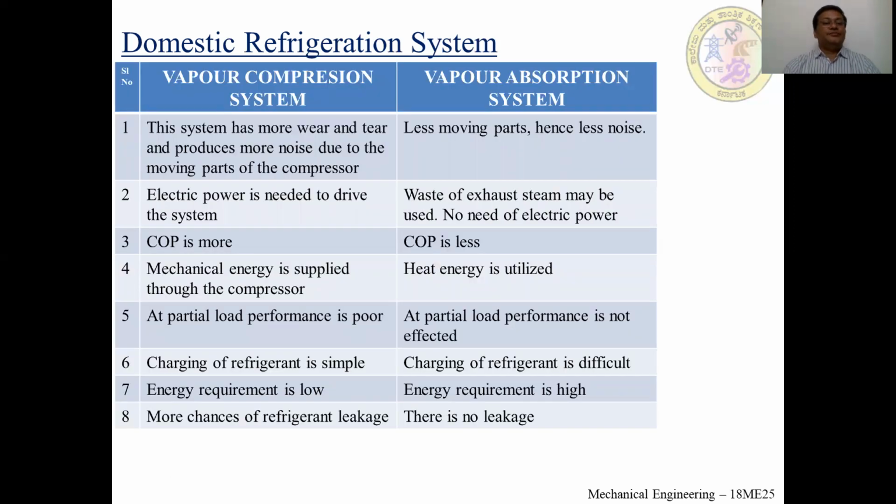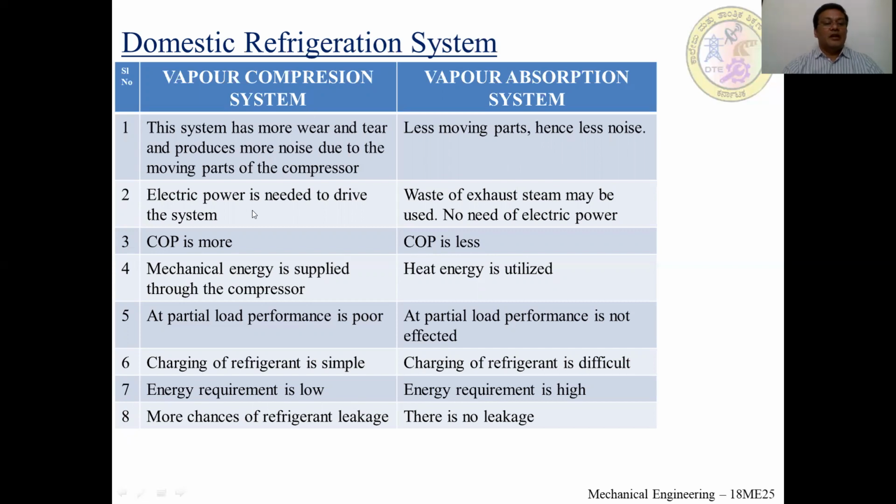So here we are comparing the vapor compression system with the vapor absorption refrigeration system. In the vapor compression refrigeration system, we have more wear and tear and more noise due to more moving parts like the compressor. Whereas in the vapor absorption system, there is less noise compared to the vapor compression system, because there are fewer moving parts.